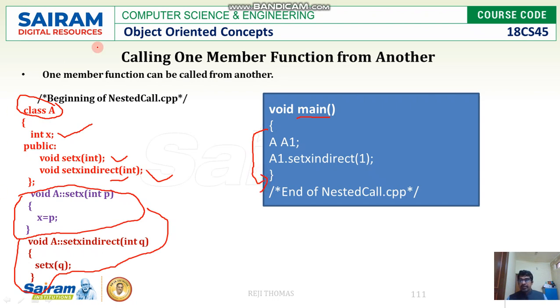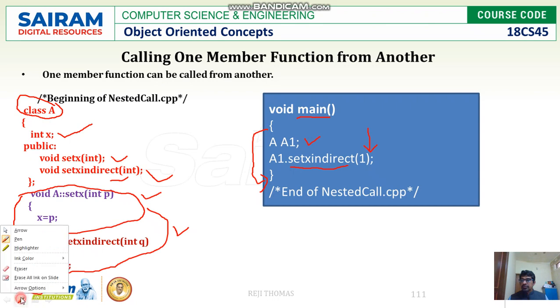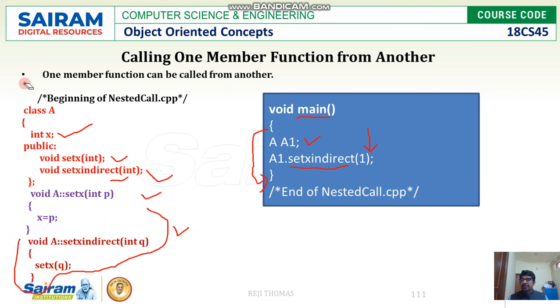So what we have done is we have created an object of the class A1. So A1 is an object. Now what we can do is using this object we can access both the member functions. This is my first member function and this is my second one. So I'll access a member function called set indirect with parameter as 1. So obviously it will go to the function set indirect. So it will come over here.